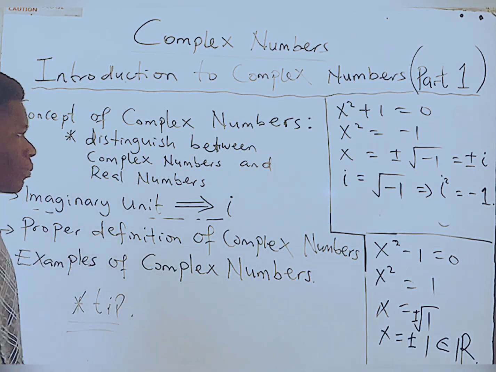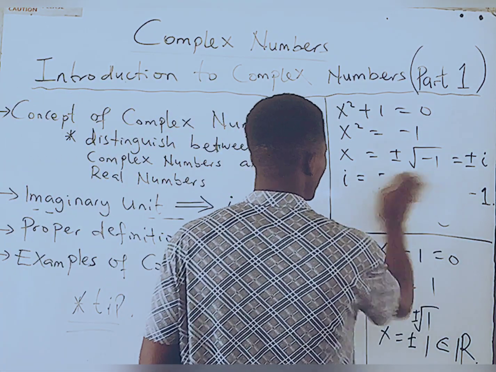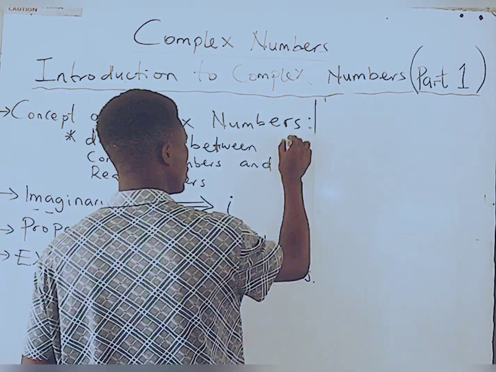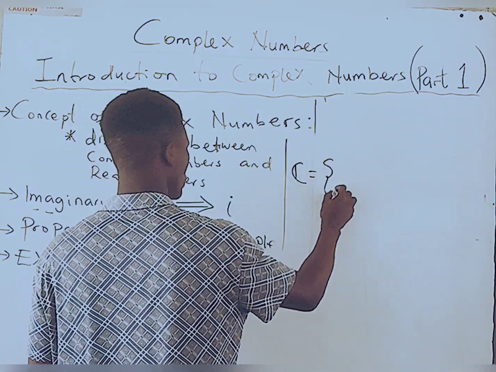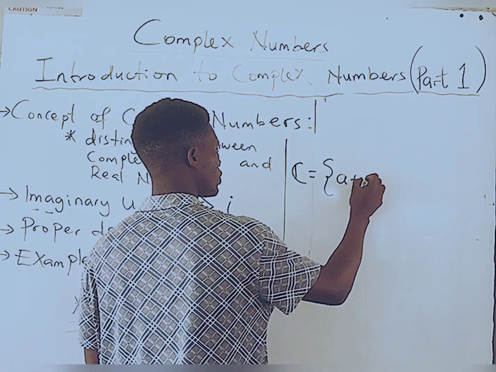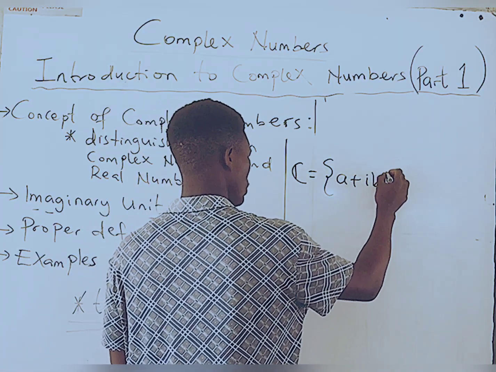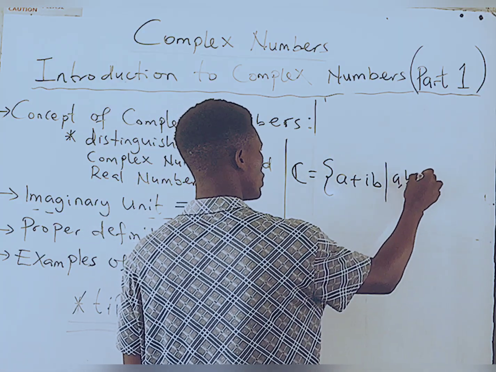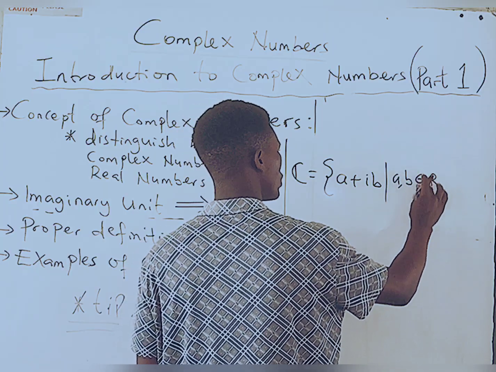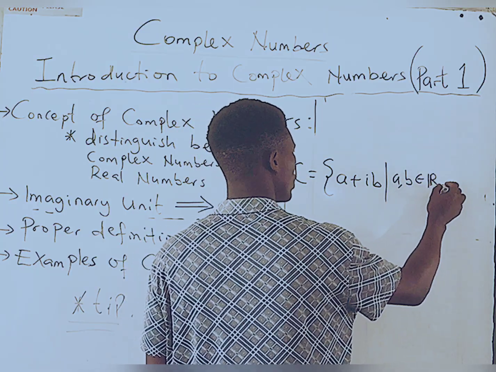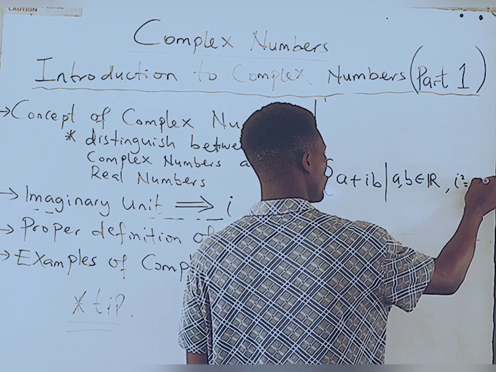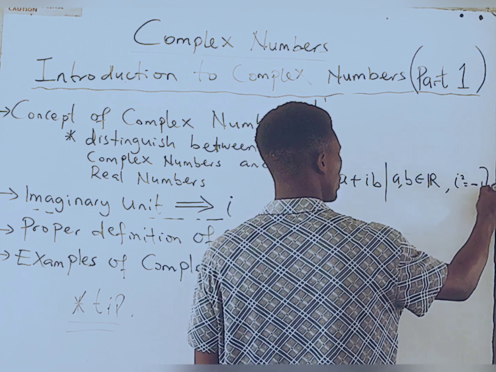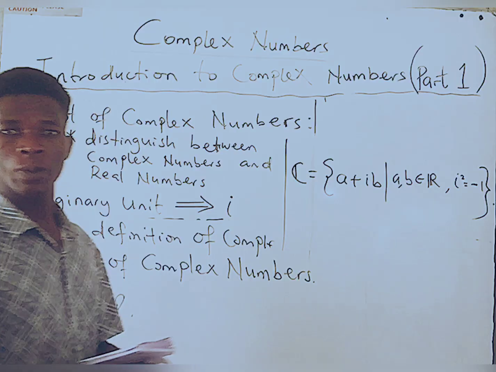Now let's define a complex number properly. We can define the set of complex numbers C as the set of a plus ib, such that a and b are members of the real numbers. You know what real numbers are; I've explained that earlier. And such that i squared equals minus 1.